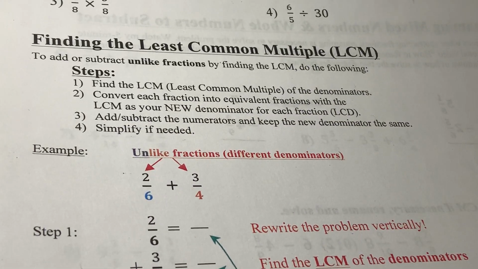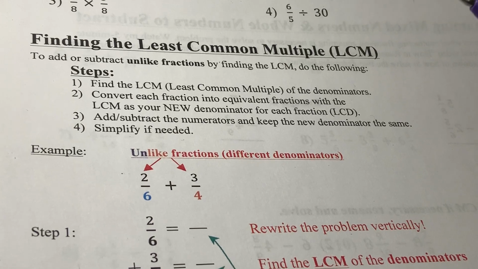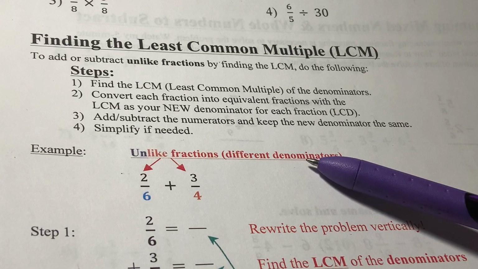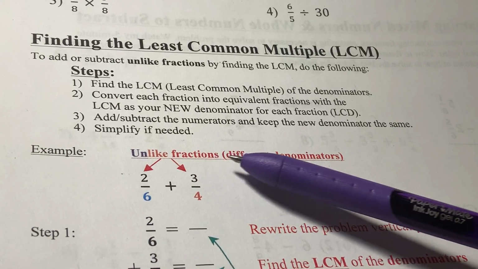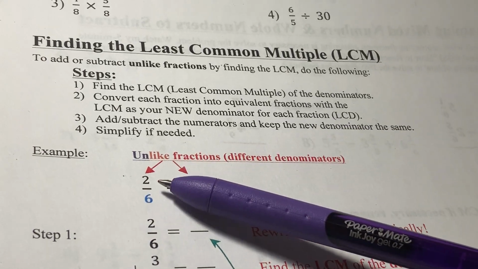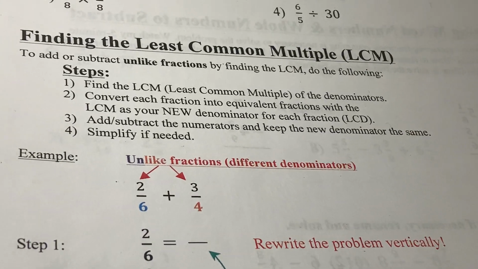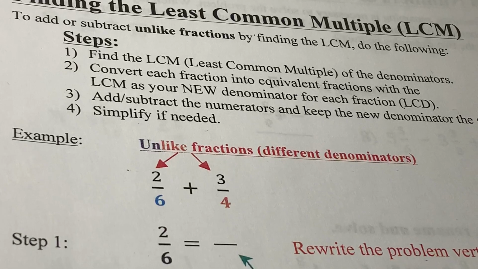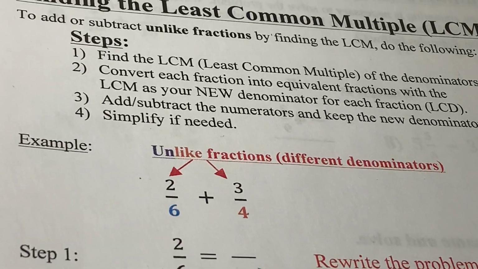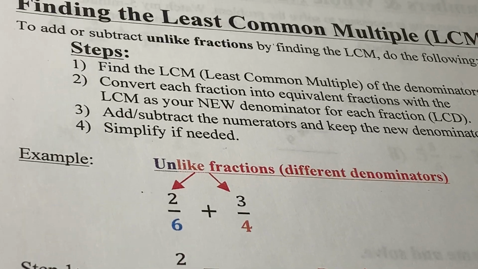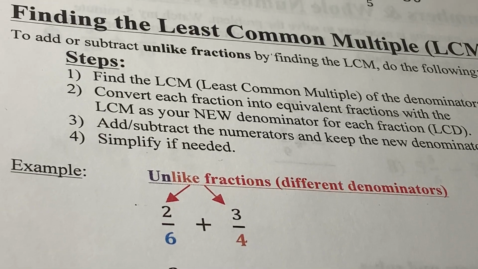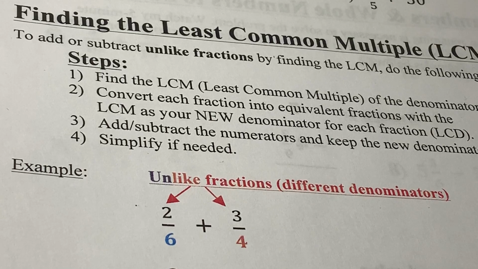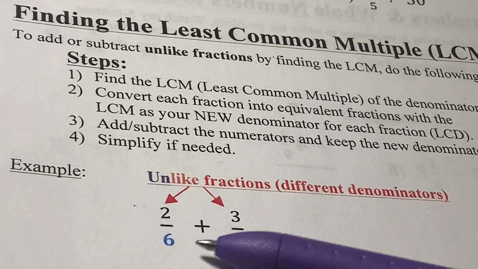So you'll see in this example we have unlike fractions with different denominators. That's what unlike fractions are, fractions with different denominators. Notice we have 2/6 and 3/4, two fractions with different denominators. Now, we've already learned in the previous video, adding and subtracting fractions 1, that you could use the Bowtie method to solve certain problems with different denominators.